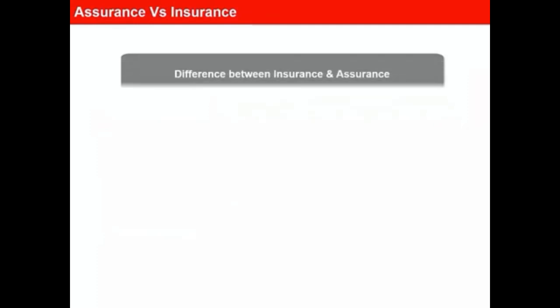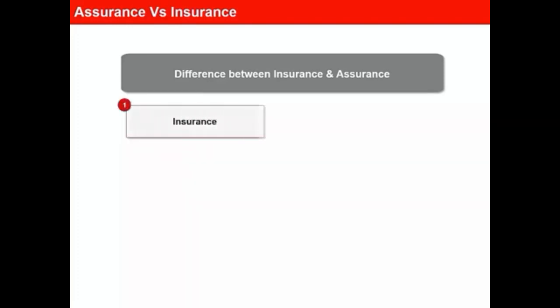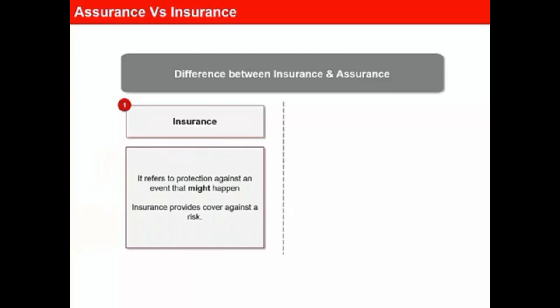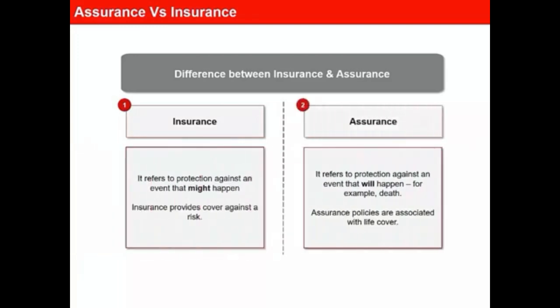Now that we have covered the various types of risk management techniques, let us understand the difference between insurance and assurance. Insurance refers to protection against an event that might happen, while assurance refers to protection against an event that will happen. For example, death. Insurance provides cover against a risk, while assurance policies are associated with life cover.